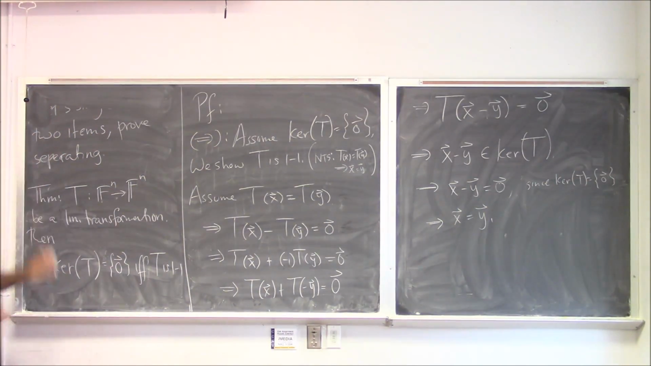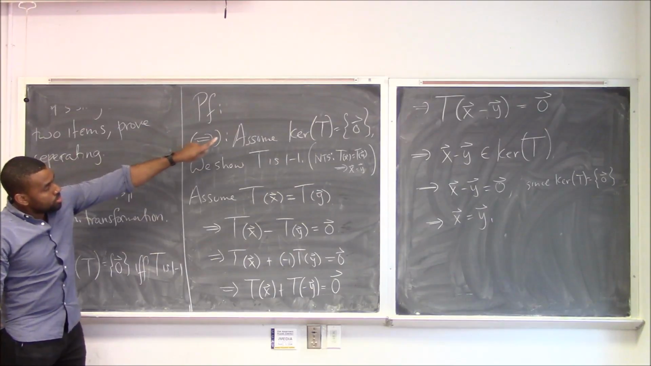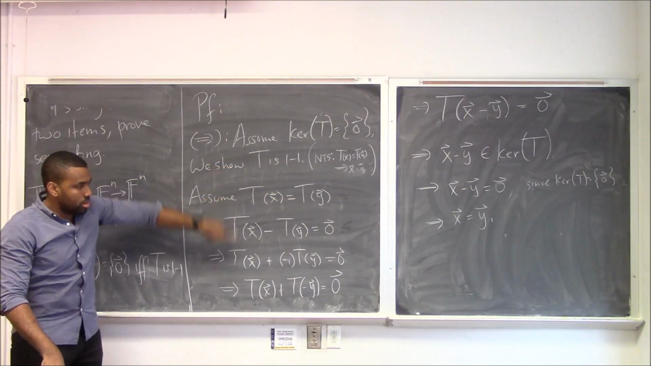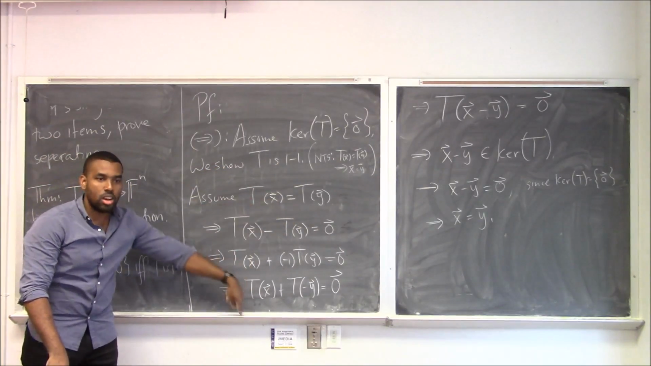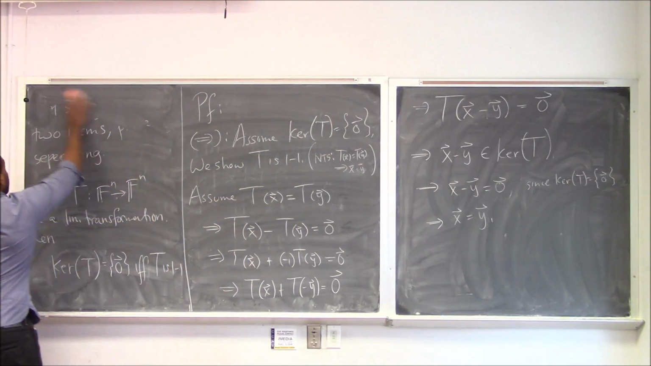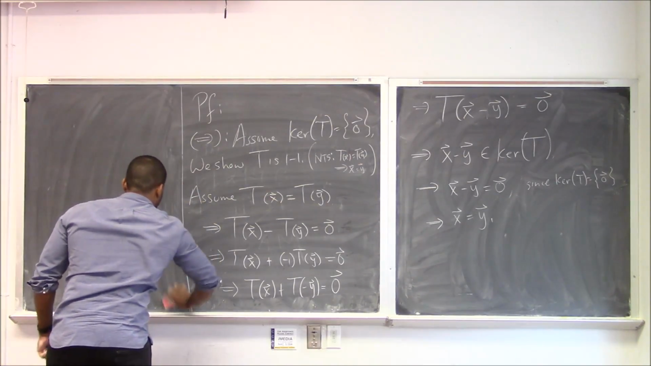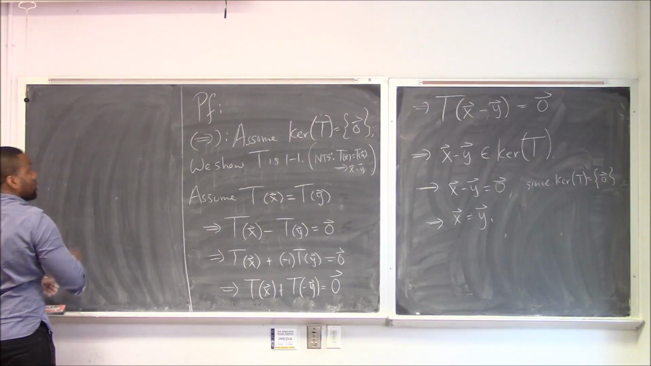Okay, so it turns out that this is true. If I assume the kernel is trivial, it must be one-to-one. Here's why. We're in a vector space. All this has to happen. Let's go the other way. What if I know it's 1 to 1? How do I know that the kernel is trivial?